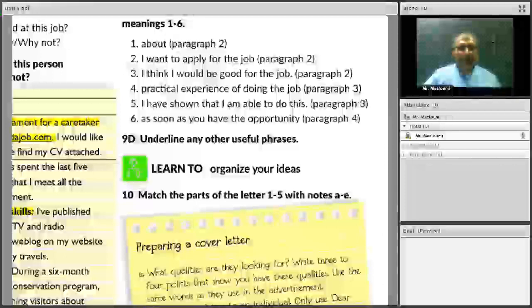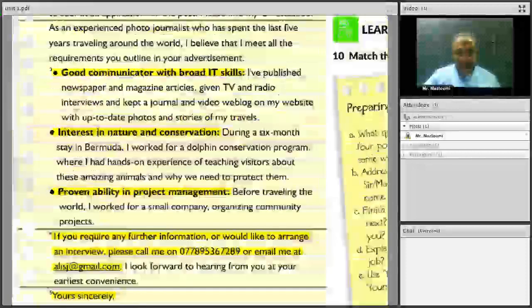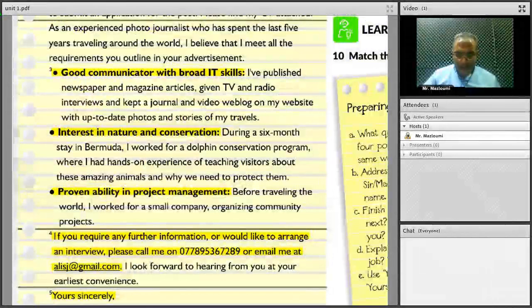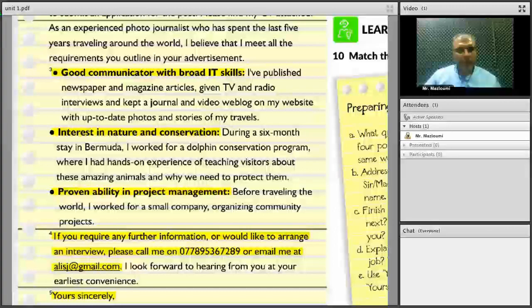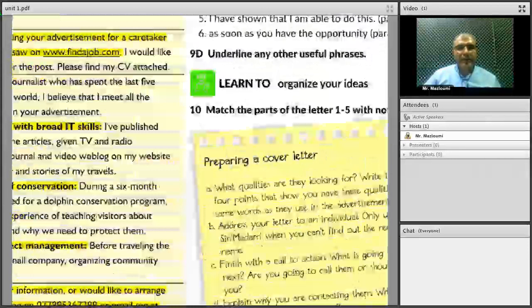Number 4, practical experience of doing the job. In paragraph 3, practical experience. So this is paragraph 3. So we can say yes, of course, the whole paragraph. Published newspaper or magazine articles, given interviews. The person keeps a diary. They have a video weblog with up-to-date photos and stories. Everything really. Number 5, I have shown that I'm able to do this. In paragraph 3.